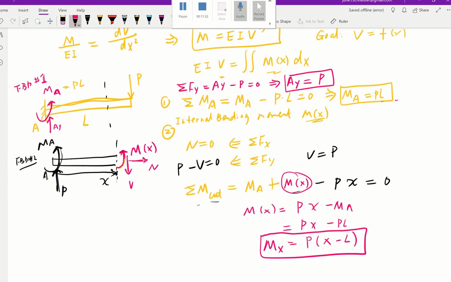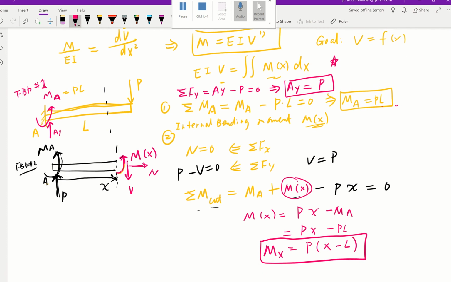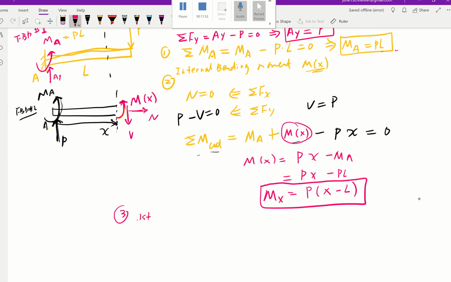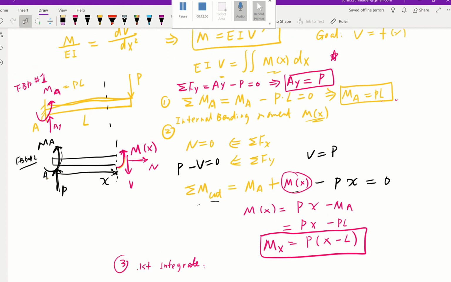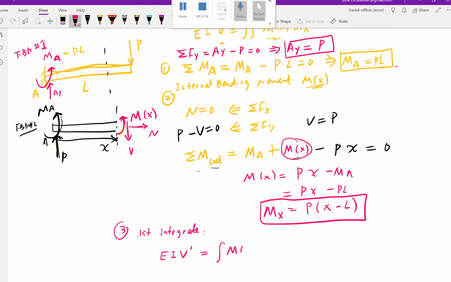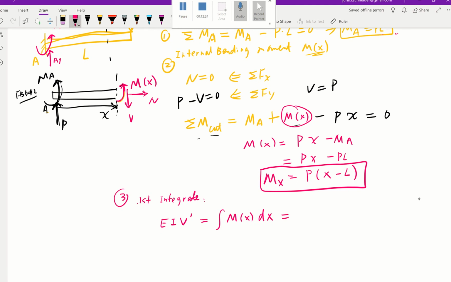All right. So now we're going to go back to our governing equation here, trying to integrate, like how we decided to do over here, right? When we integrate, that's going to be our third step. We're going to do our first integration. When we first integrate, what would we get? From this equation right here, we will have EI v double prime become single prime after we integrate, and then we'll have the integral of M dx. And M is a function of X. So we'll have that. Then go ahead, substitute M(x) in there: the integral of P(x minus L) dx.